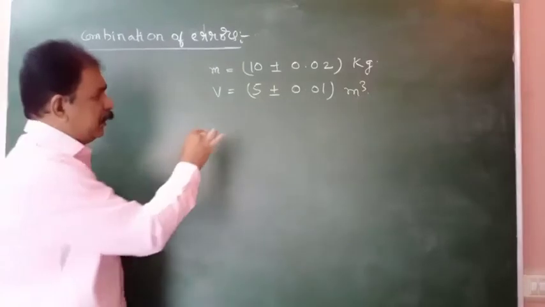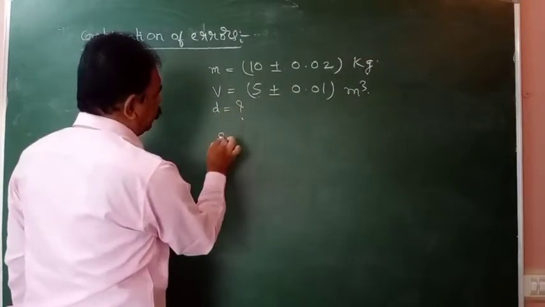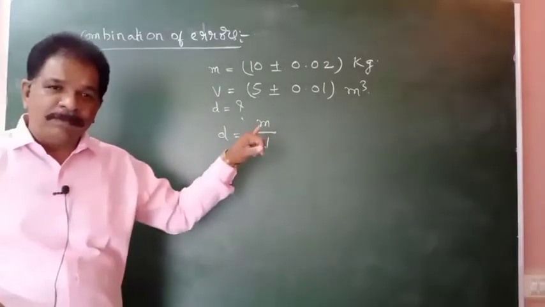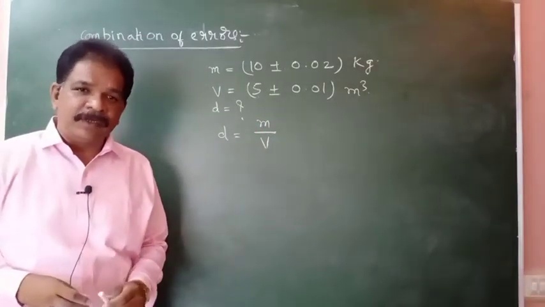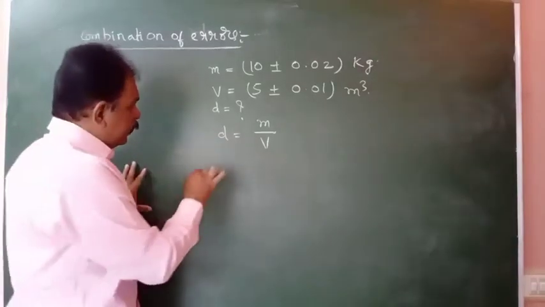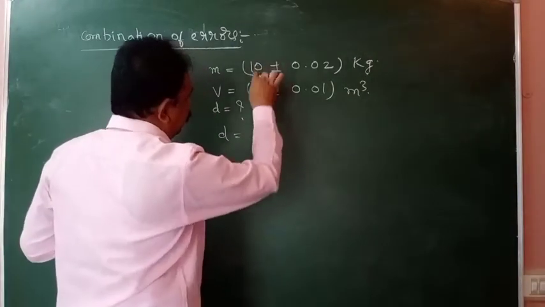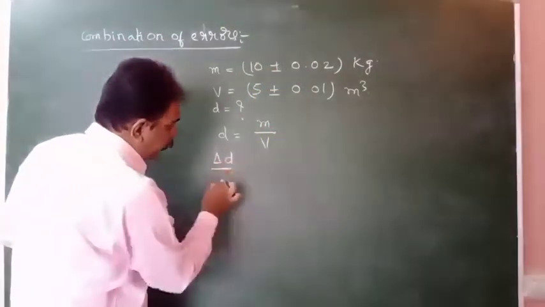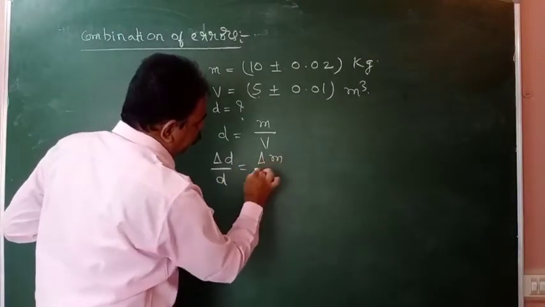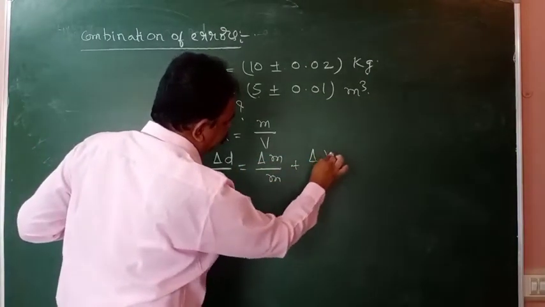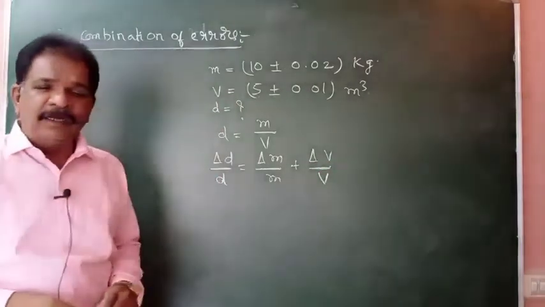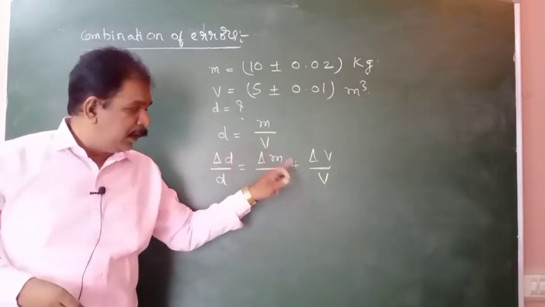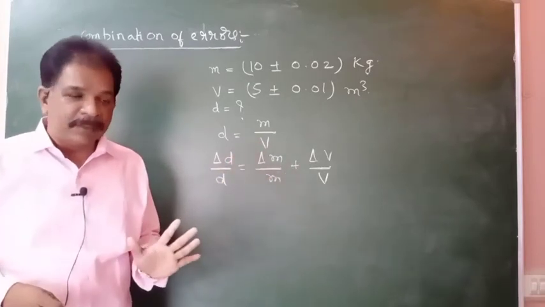With considering the errors, like that, if the problem is there, D is equal to m by V. Mass per unit volume will be called the density. Then how much value is this? 10 by 5, that will be equal to 2. Delta D by D is equal to delta M by M plus delta V by V. Though it is in the denominator, you have to take it as plus only, remember that.